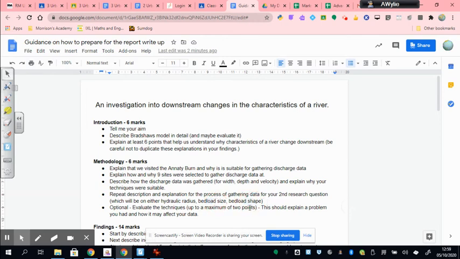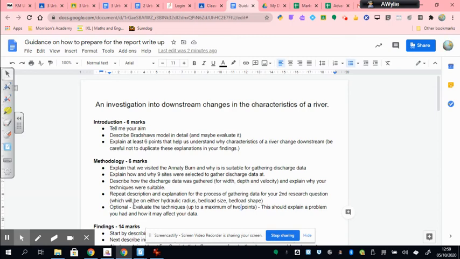Okay, now finally, and this is optional, you can tell me about why some of the techniques you used might produce less than reliable data. Now, you only want to do this up to a maximum of 2 times. And you would only be choosing to do that if you weren't completely sure whether you were going to be awarded the full 6 marks for your method.